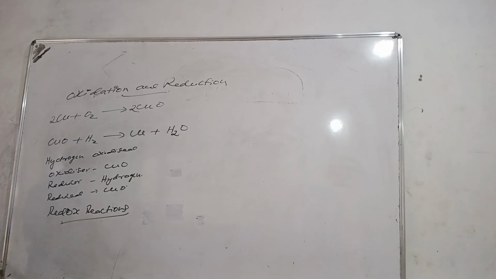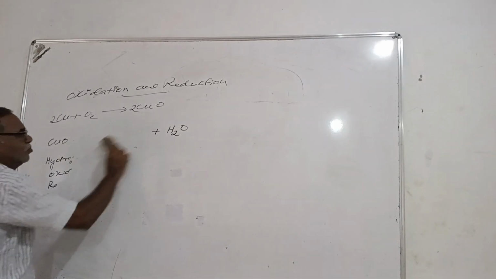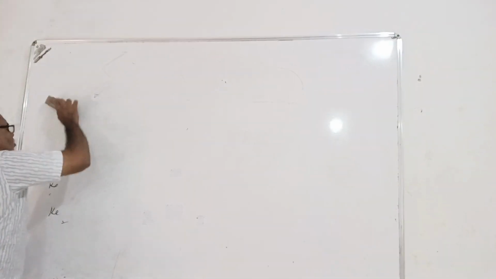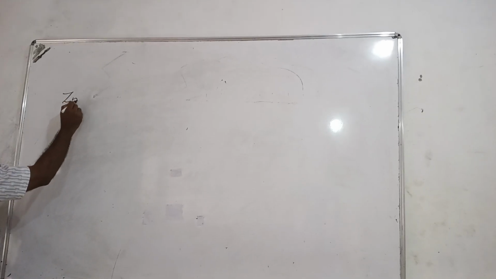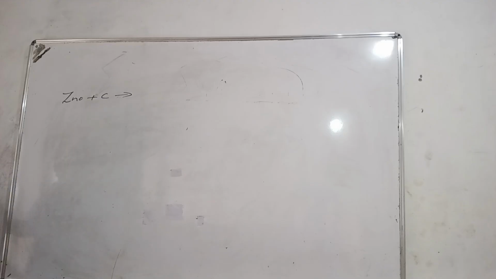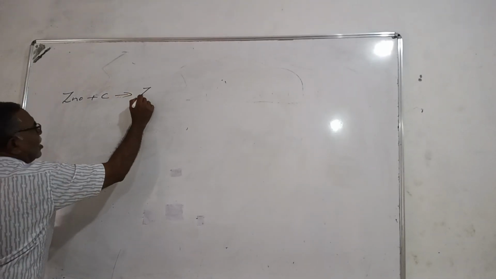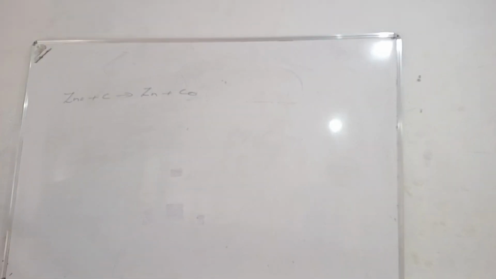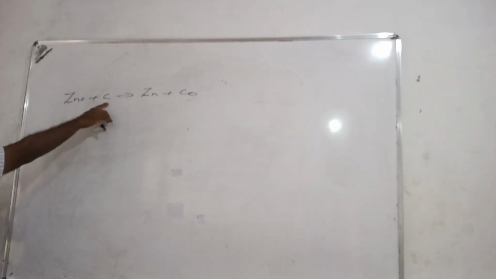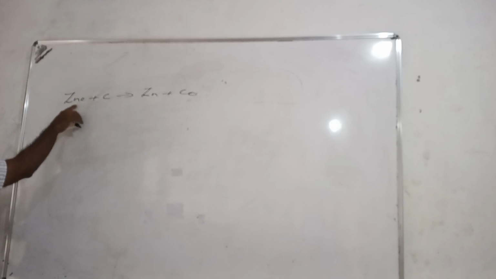Similarly, we can write about zinc oxide. Look here, zinc oxide, ZnO plus carbon giving zinc plus CO. Here, carbon is the reducer. Carbon reduced zinc oxide to zinc.